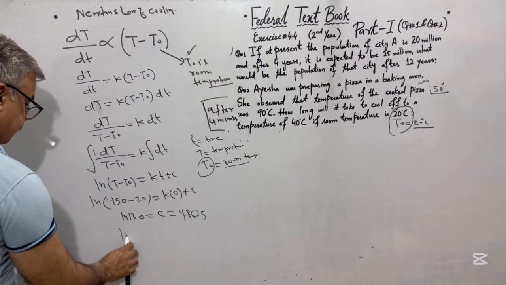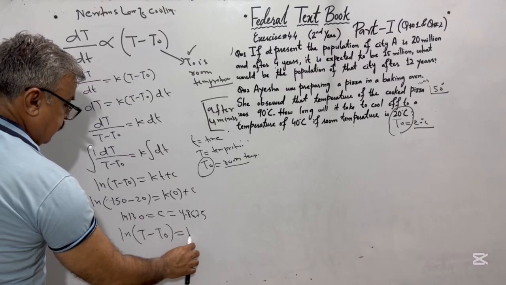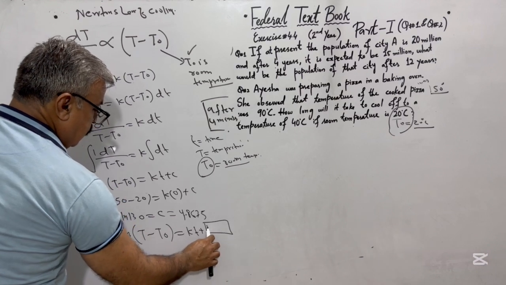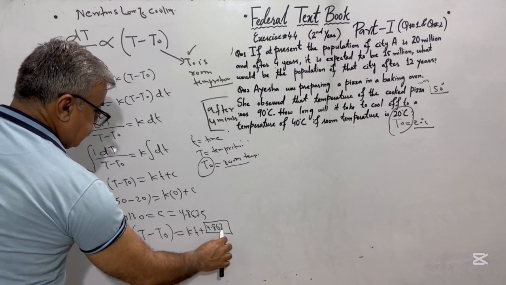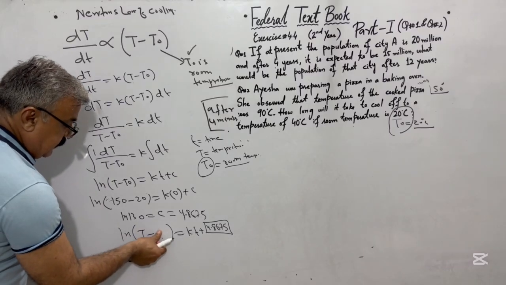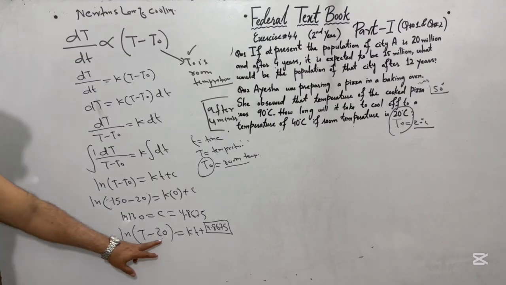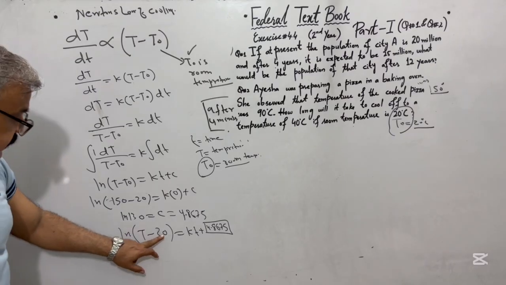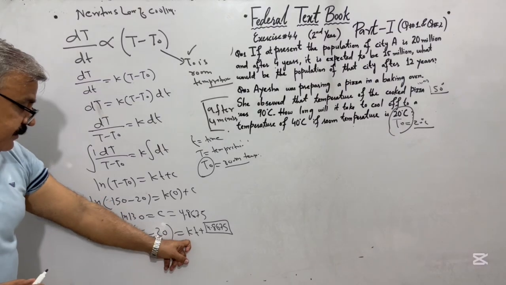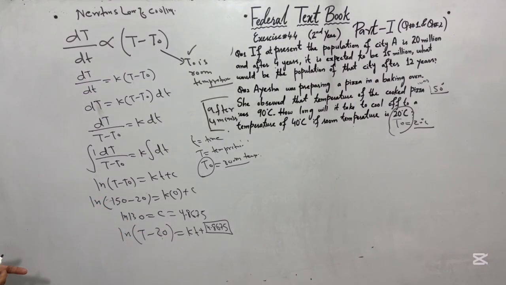So we have ln of T minus T naught is equal to K times t, plus C, which is 4.8675. If you want, write T naught constantly as 20, in order not to make a mistake. It's 20, constant and fixed, the ground state or room temperature. We have determined the value of C. Now we are interested to determine the value of K. To determine the value of K, we have given another condition.